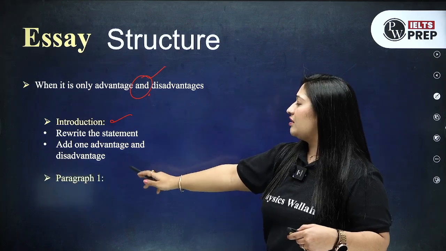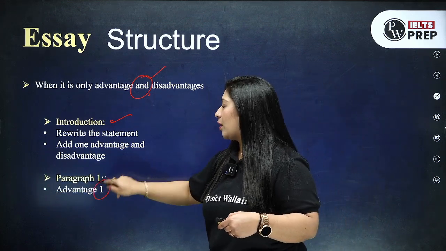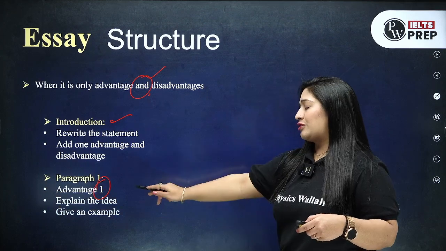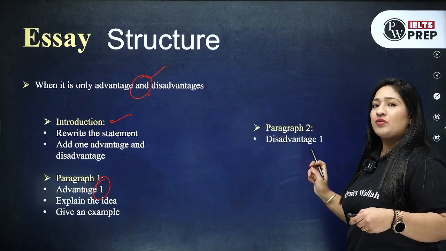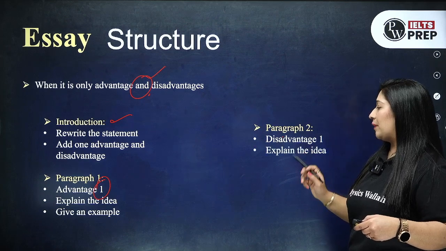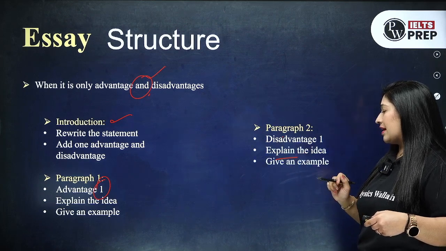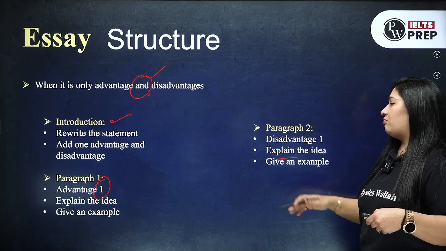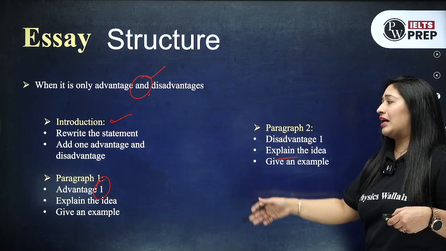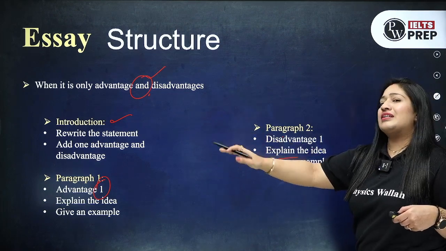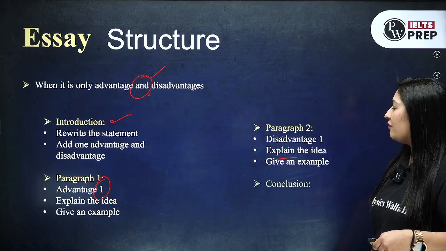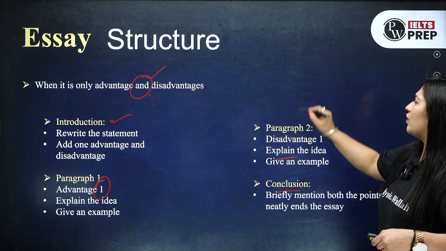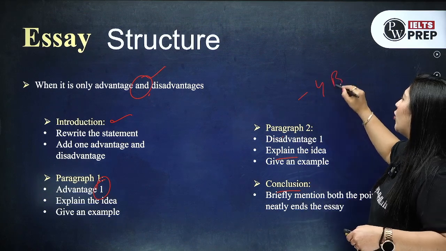Now very clearly, the very first body paragraph will only talk about advantage number 1, which you will explain with an example. The next body paragraph will talk about only the disadvantage, the very first disadvantage of that particular situation, with examples and explanation. And here, of course, you need not write anything else, because you feel that it has advantages and disadvantages equally, and that's how you have divided your body paragraphs. And last, you will have a conclusion. So in this condition, you will have only 4 paragraphs.